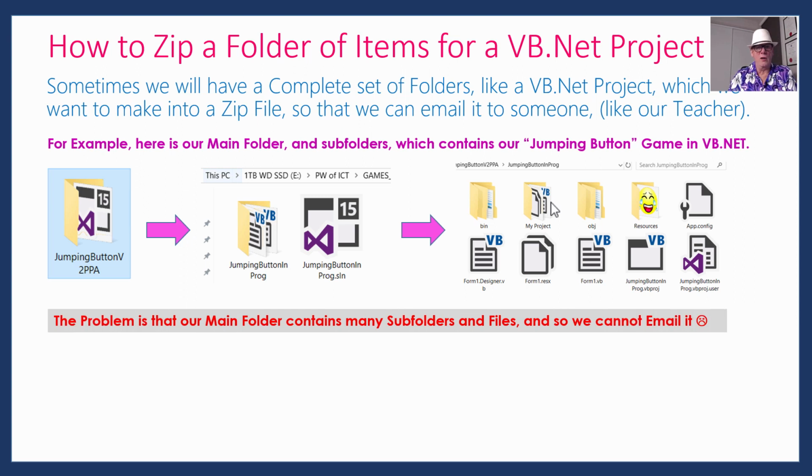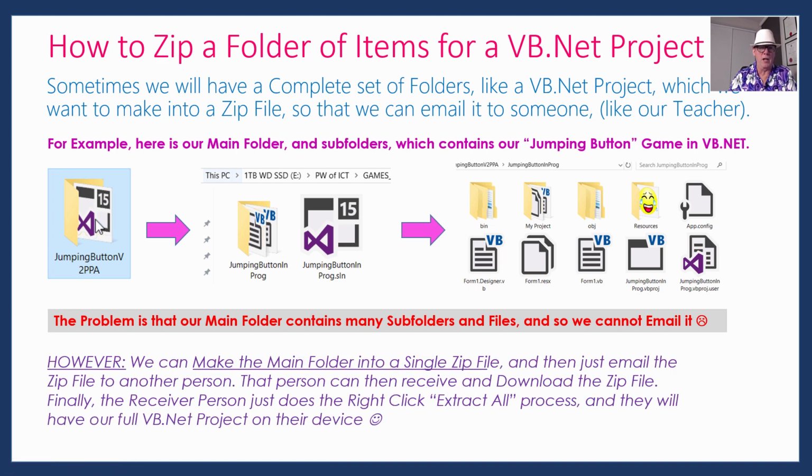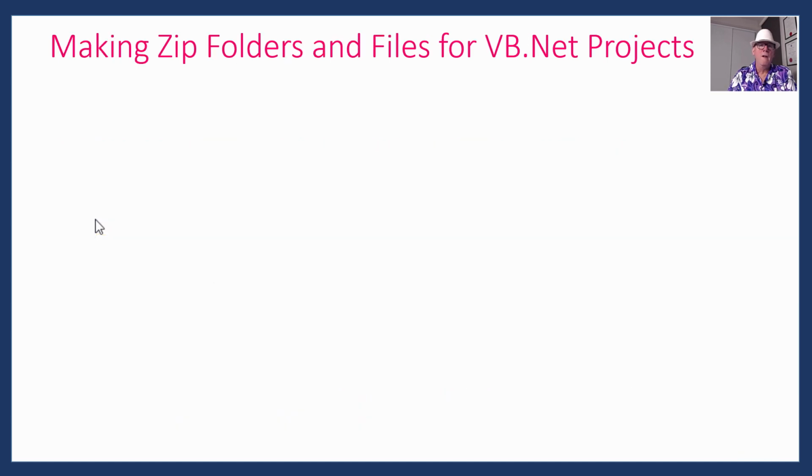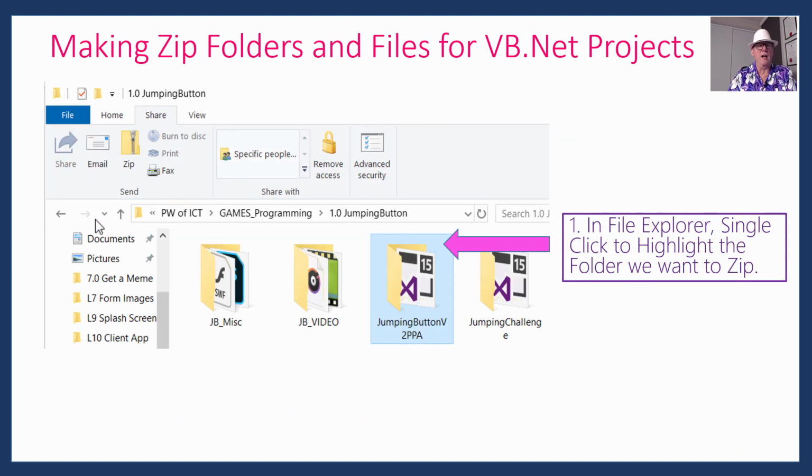So what we need to do is with this main folder, we need to make a zip version of this main top level folder, and then that one we can share with other people. All right, so we can make that main folder into a single zip file and then email that to another person. Person should be able to download and extract it, and then they should be able to run and look at the VB.NET project.